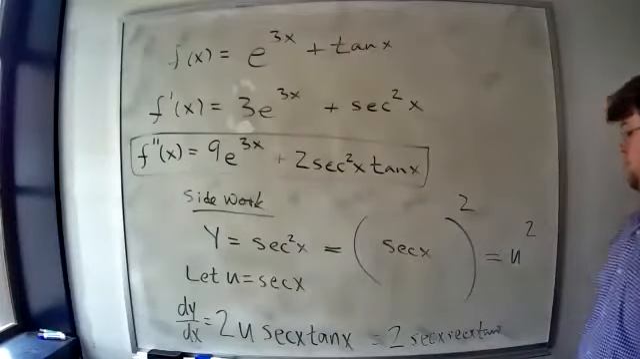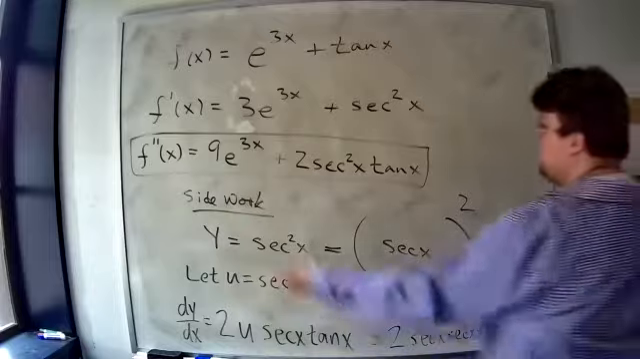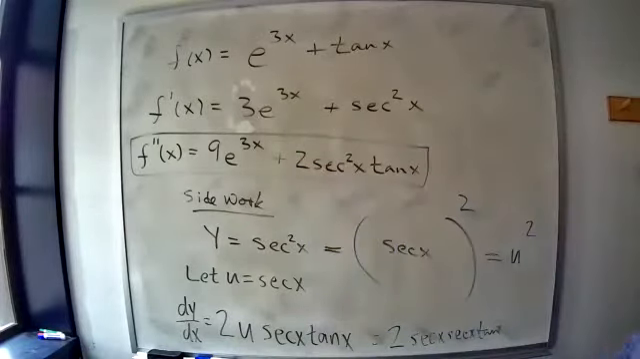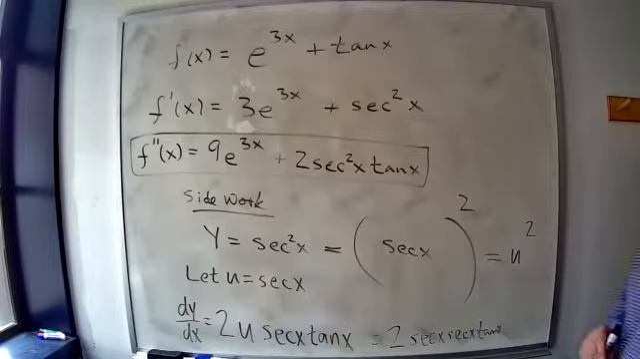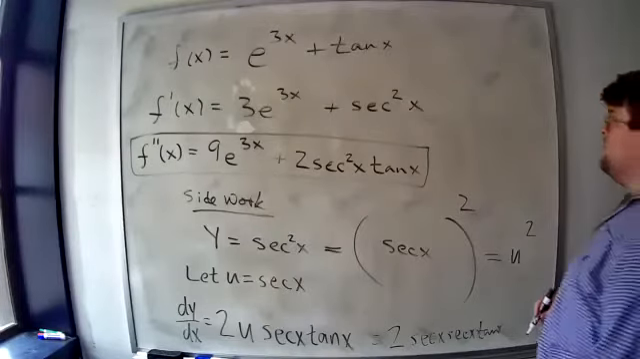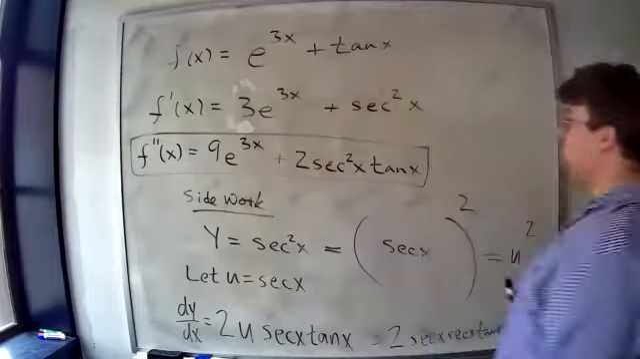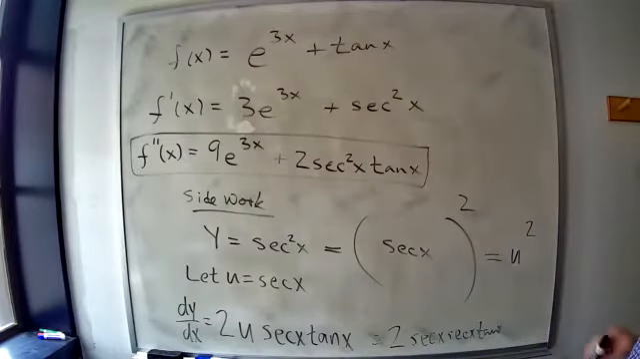So get rid of the u. 2 secant x, secant x: secant x times secant x is also known as secant squared. So we do have 2 secant squared of x times tangent of x. If I left the 5 there, that would have been really annoying to organize. Any questions about this one?